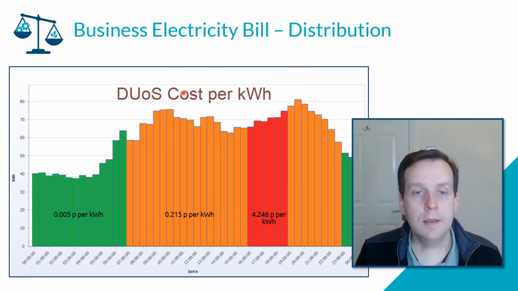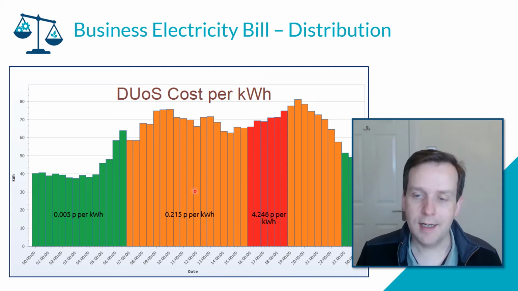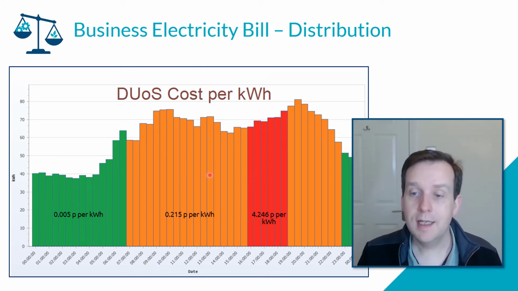So, DUoS, distribution use of system charges, cost per kilowatt. These are costs on top of your electricity costs. There's a breakdown later, but suffice to say there's a cost you pay for your actual electricity, but on top of that you have DUoS costs, taxes and other costs. These are time of day costs.